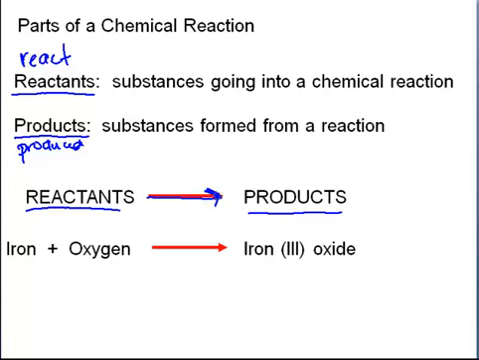One thing is, this arrow, guys, always, always, always points to the products. P, P, it points to the products. This arrow has a term, we say it's a yield arrow. Reactants will yield products. Here's an example of a reaction. Iron plus oxygen will yield iron 3 oxide.